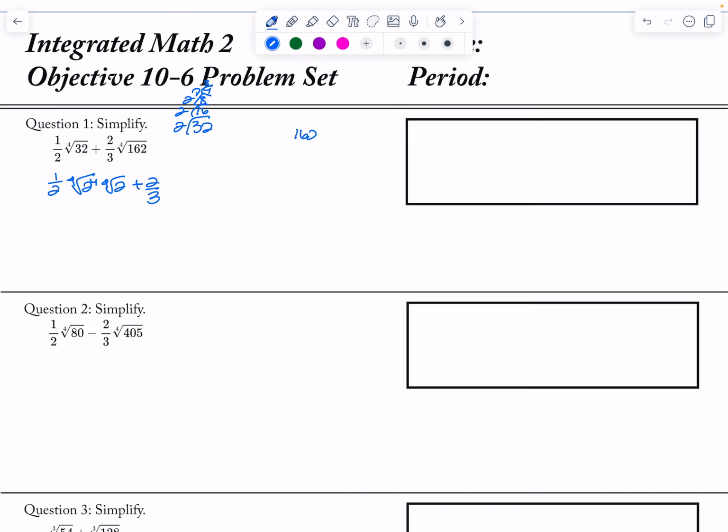have 162. So 162 divided by 2 is 81, 3 and 27, 3 and 9, 3 and 3. So then I have the 4th root of 3 to the 4th and the 4th root of 2. So I have 1/2 times 2, 4th root of 2 plus 2/3 times 3, 4th root of 2. So my 2's cancel out. I have the 4th root of 2 and then plus 2 and the 4th root of 2. So then I get 3, the 4th root of 2.